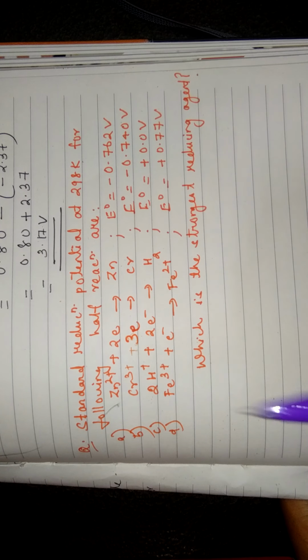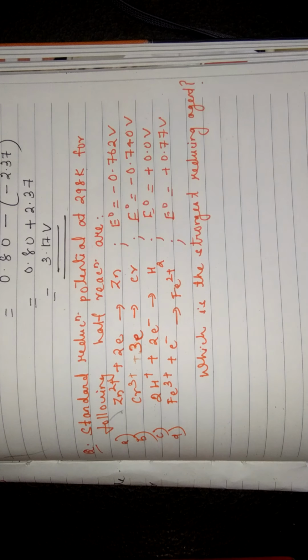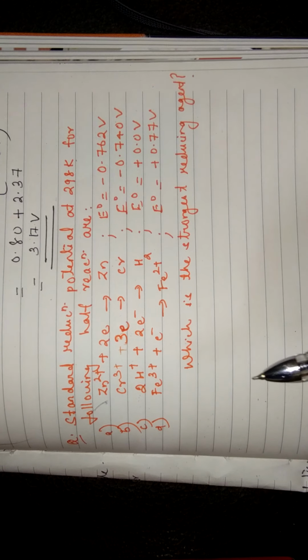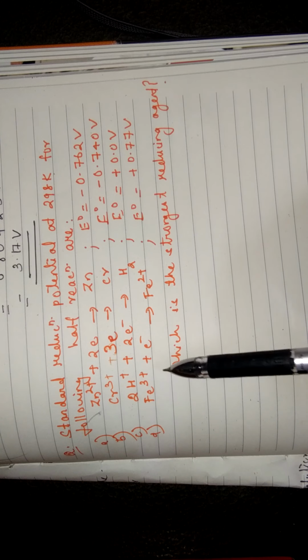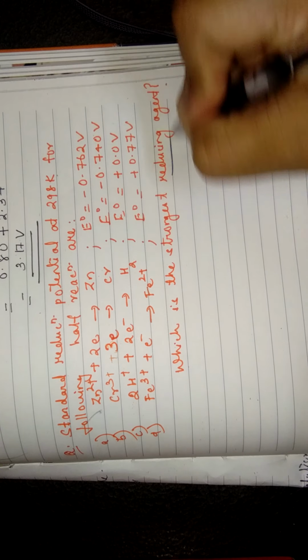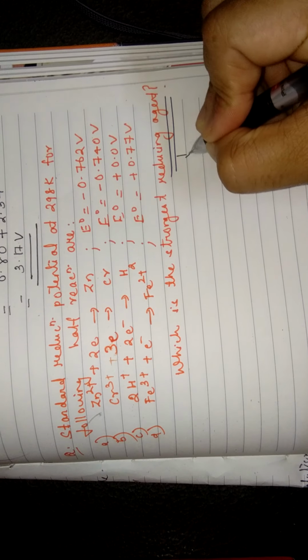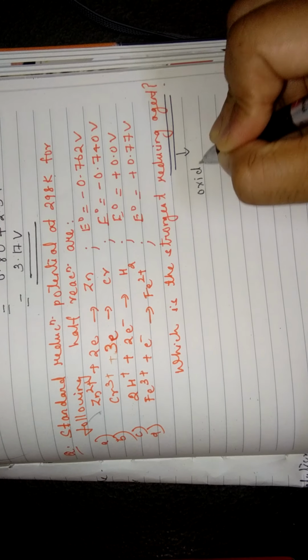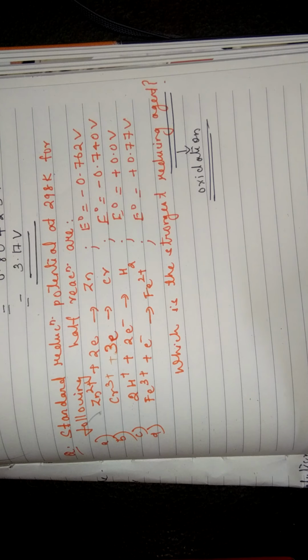Next, moving on to our next question, you can see that it has been given the standard reduction potential at temperature 298 Kelvin for the following half reactions: zinc, chromium, the standard hydrogen electrode, and iron. The standard E0 value has been given. Now our question is, which is the strongest reducing agent? Reducing agent means the one which undergoes oxidation.